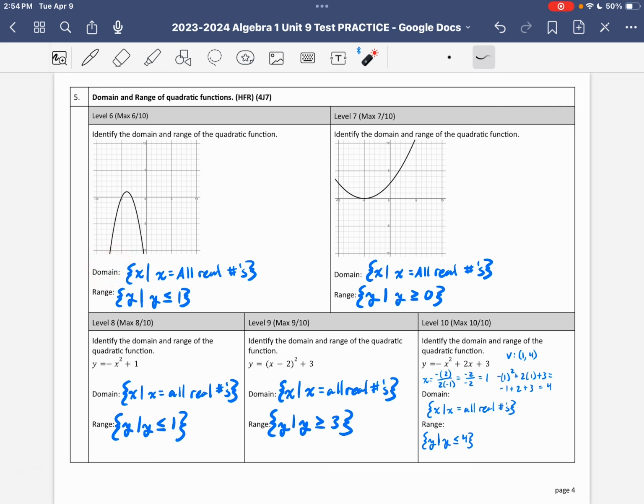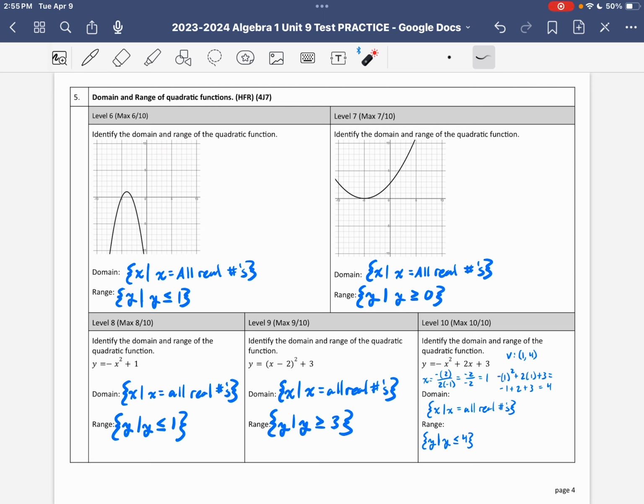Now, I wrote it all fancy in set builder notation. I did the squiggly bracket, and it says x such that x is all real numbers, and then I close it, okay? So the first x is just saying the domain is the x, okay? So when we do the range, I say y first because the range is the y.